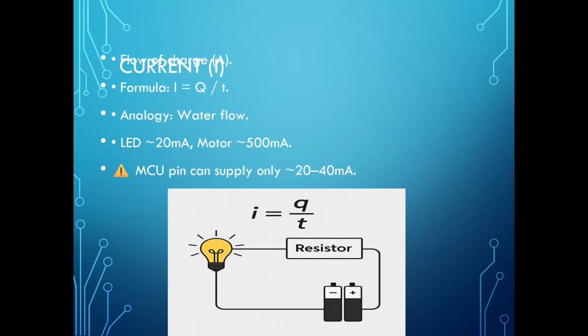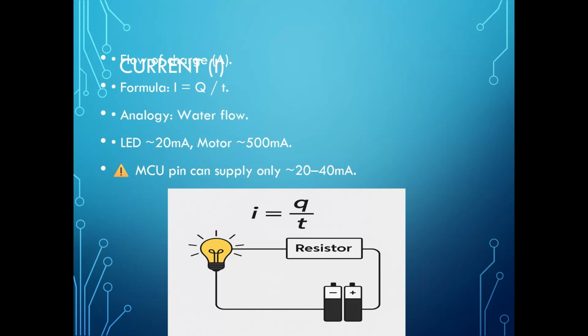Current. If voltage is pressure, current is flow. So I = Q/T, where Q is the charge and T is time. If an LED wants 20 milliamperes, a motor may need 500 milliamperes. But wait, can a microcontroller pin give 500 milliamperes? No, only 20 to 40 milliamperes.